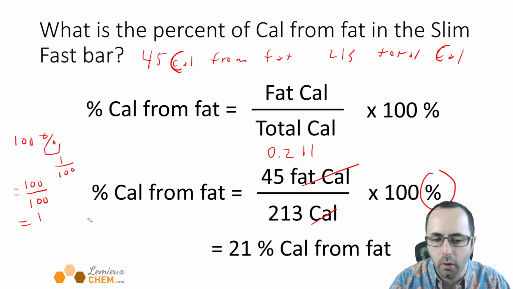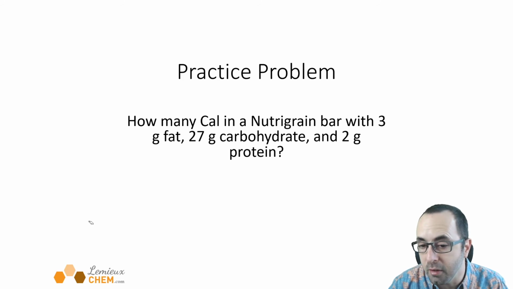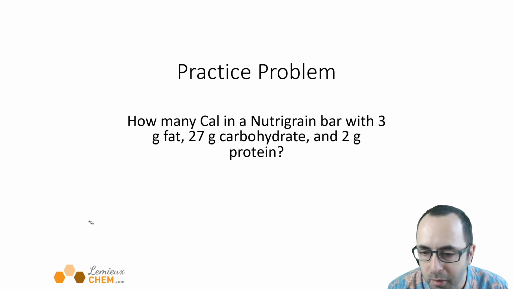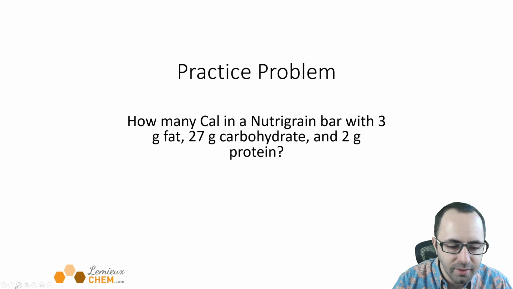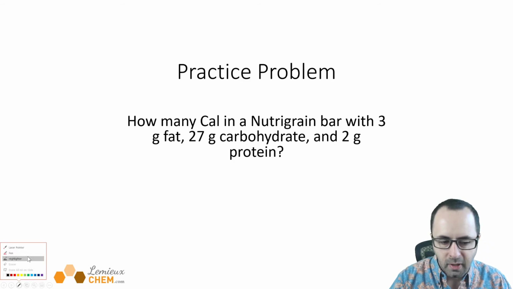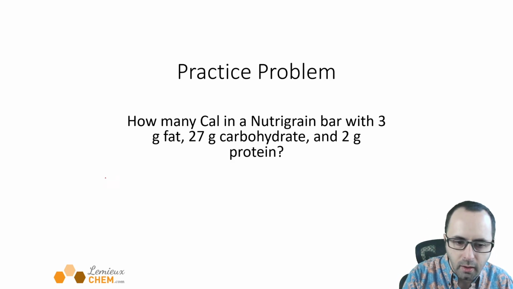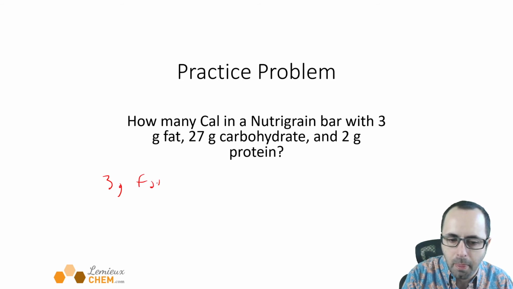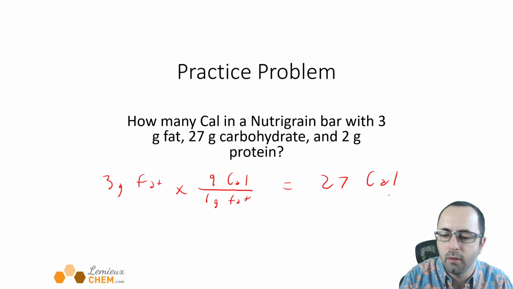So let's do one more of these. How many calories are in a Nutrigrain bar? You'll notice a Nutrigrain bar and a Slim Fast bar aren't really that much different from each other. They're almost the same thing, even though they have very different sounding names. So what are we going to do here? Well, we just keep in mind we've got 3 grams of fat. We want to convert those to how many calories there are, and 1 gram of fat is 9 dietary calories. So we're going to get 27 calories from the fat.